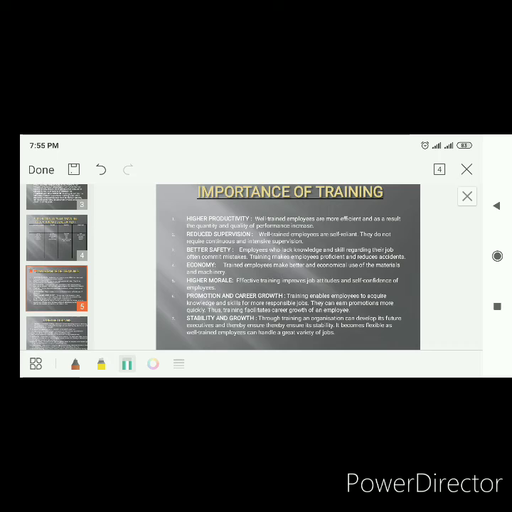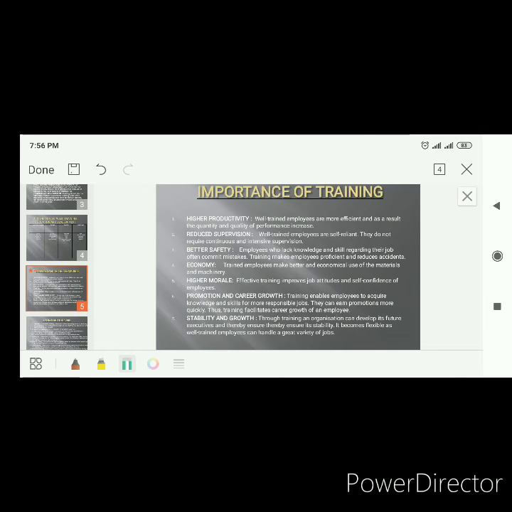Point number 5, promotion. Through training, employees can develop themselves and earn quick promotions. You know what? A trained employee, when an employee is trained, he'll get promotion. Since he is a trained employee, obviously he'll get the promotions.